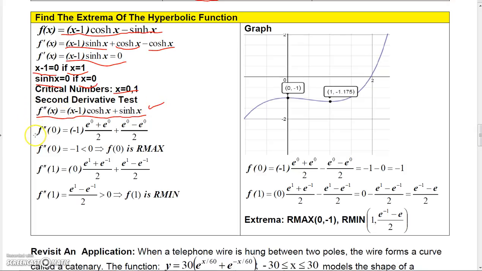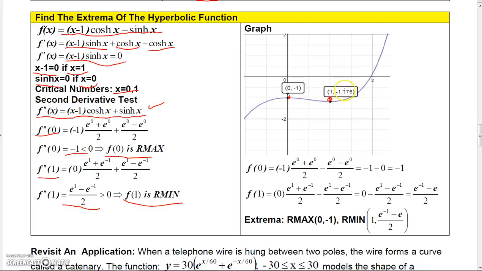Now, if I evaluate the second derivative at 0, I'm going to get negative 1, which is negative. So f of 0 is a relative max. And if I evaluate the second derivative at 1, I'm going to get a number greater than 0. So f of 1 is a relative min. And so if you graph this function, you can see here that we get a relative max at 0, negative 1, and then you get a relative min at x equals 1, and actually that's 1 and negative 1.175.